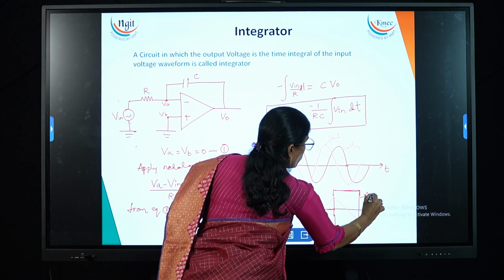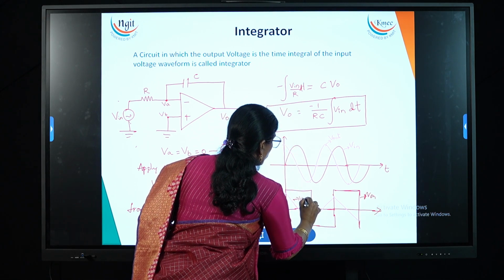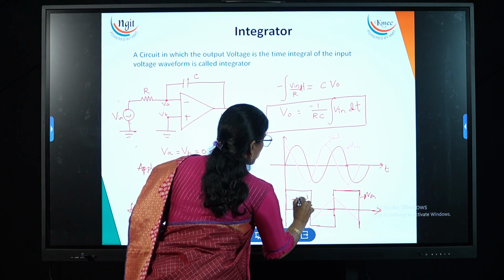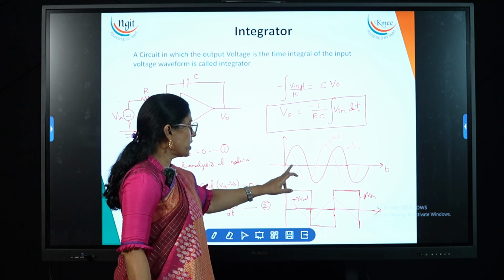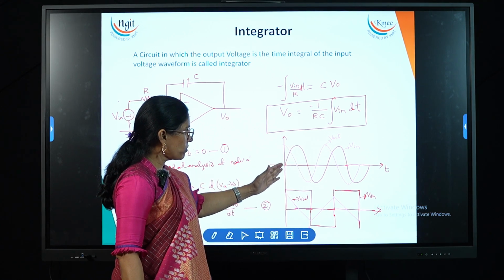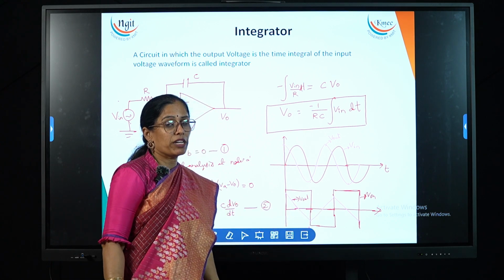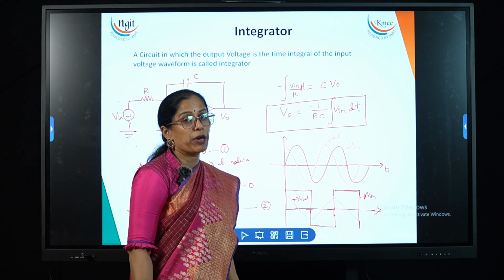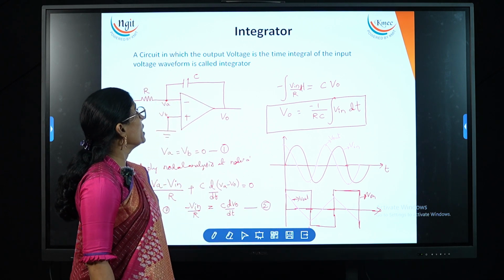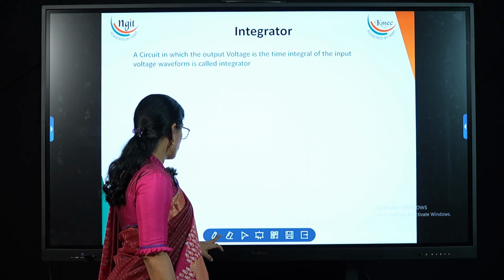Now this is V in and this is V out. Here I have shown the integration of sine, and the integration of square. Similarly, we can also apply the triangle, and at that time you will get the parabola. Now this is about the integrator. Now similarly we need to discuss the differentiator.